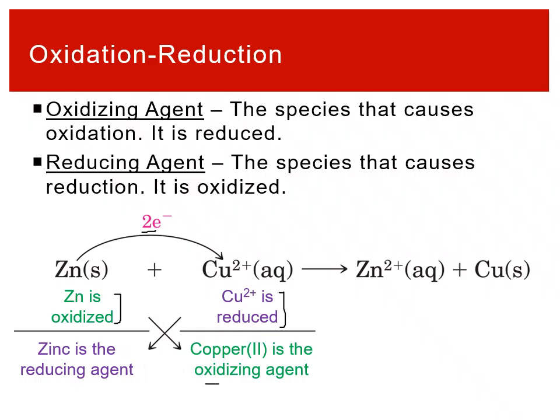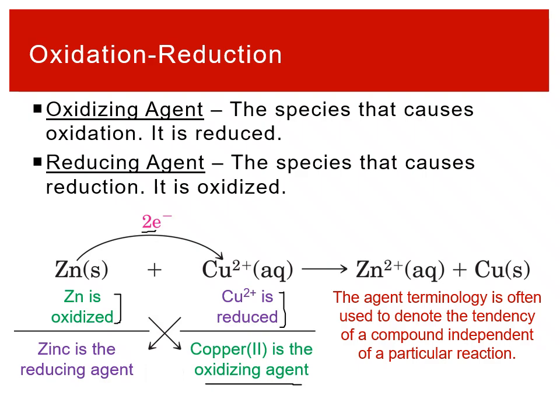And it's causing oxidation, which means it's the oxidizing agent. So by undergoing reduction, because the copper 2 plus is reduced, the other reactant has to be oxidized, meaning copper 2 plus is the oxidizing agent.